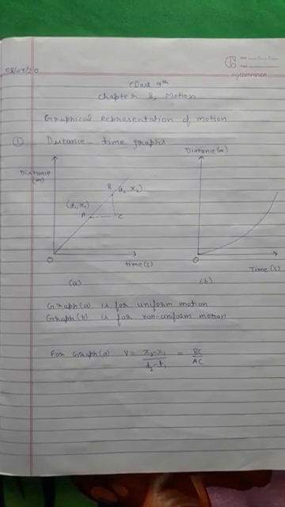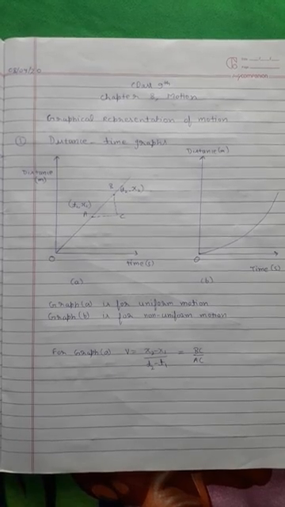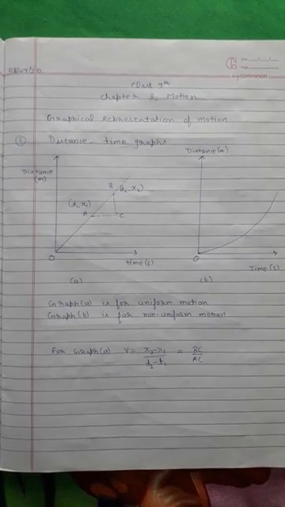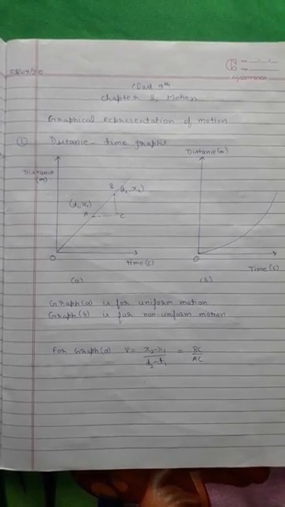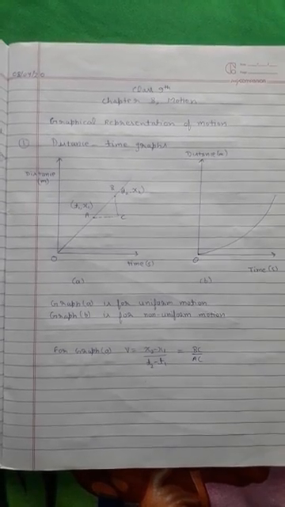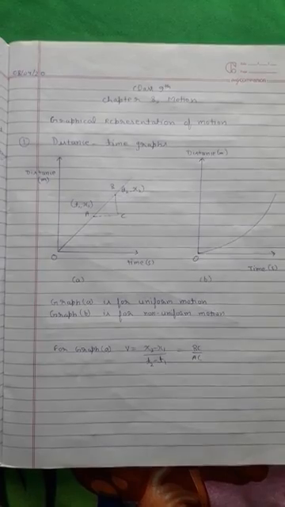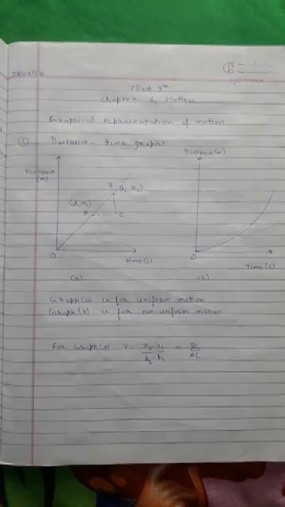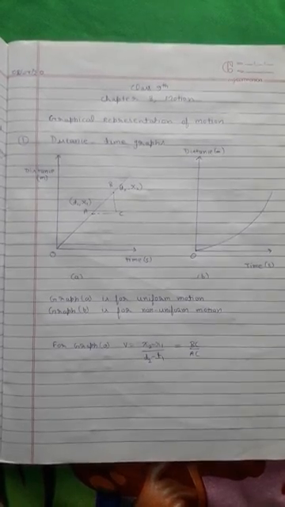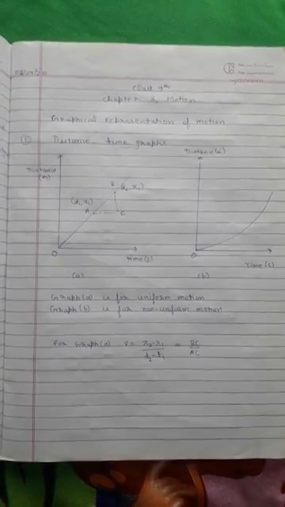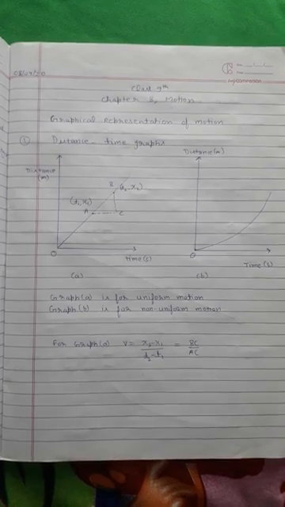Take any two points A and B on the graph. Suppose point A corresponds to time t1 and distance x1, and point B corresponds to time t2 and distance x2. Then the ratio BC upon AC will give you the velocity of the object. As you can see, I have written here the equation v = (x2 - x1)/(t2 - t1) = BC/AC. So with the help of this graph, we can find out the velocity of the object.